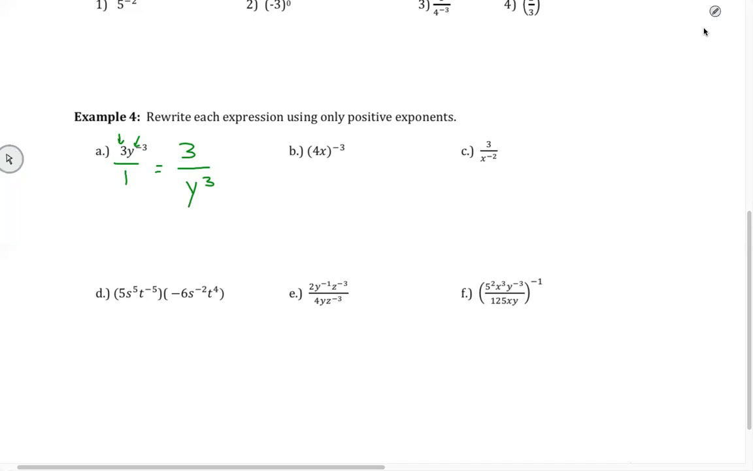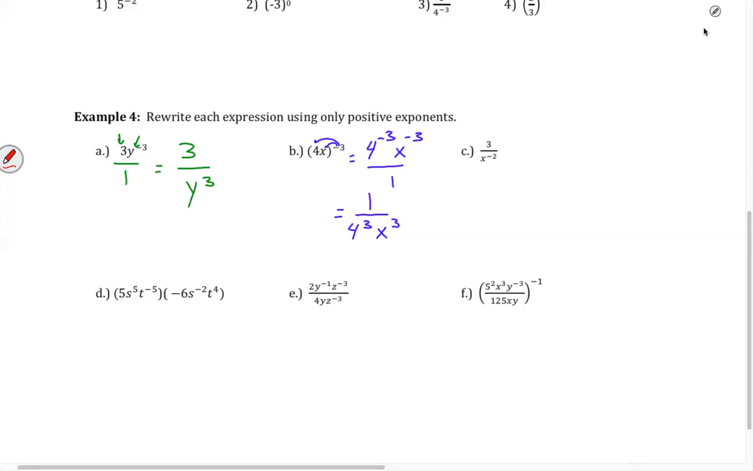With a question like B, it's a little different because now this negative 3 needs to be distributed inside. So that's 4 to the negative third, x to the negative third. And remember, I'm thinking about these all as fractions. 4 to the negative third can't stay there, so it goes down to the bottom. X to the negative third is up top, so it goes down to the bottom. So now I put a 1 here to hold the place because it's on bottom. So it's going to be 1 over 4 cubed x to the third. So far, so good. Not too bad.